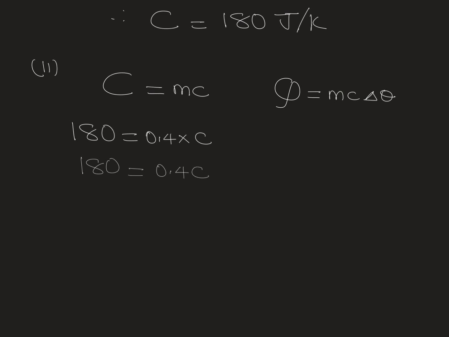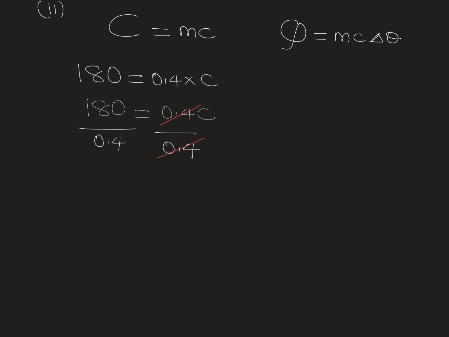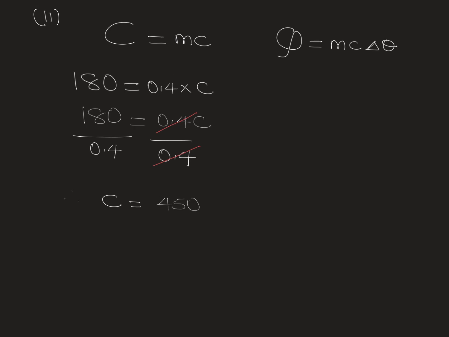To find c, we divide both sides by 0.4. That is, 0.4 will cancel. So we can say, therefore, c is equal to 180 divided by 0.4, which is 450 joules per kilogram per Kelvin. Okay, that is the specific heat capacity.